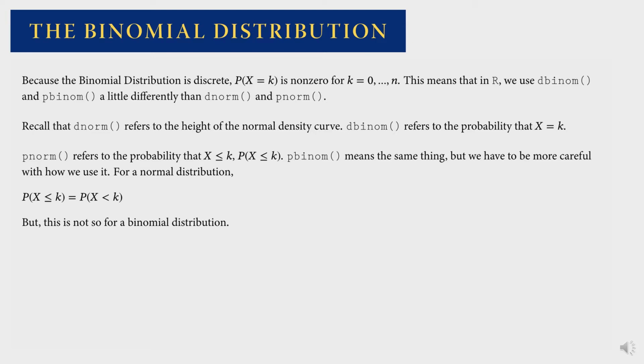Recall that dnorm is what we use to draw a normal curve because it gives the height of the curve. But for a continuous distribution, the probability that x equals k equals 0. So we don't distinguish between the probability that x is less than k and the probability that x is less than or equal to k. But for the binomial distribution, dbinom is the probability that x equals k, and we do have to distinguish between these two.